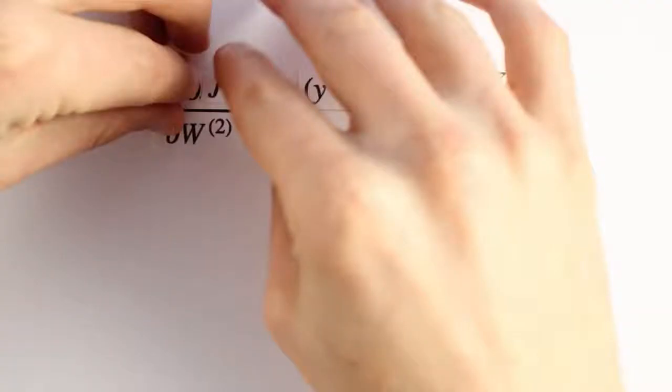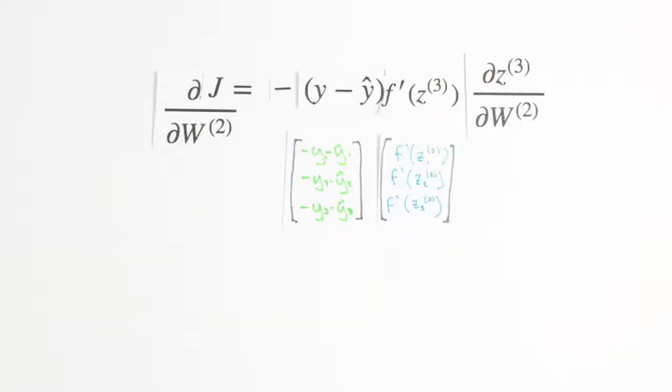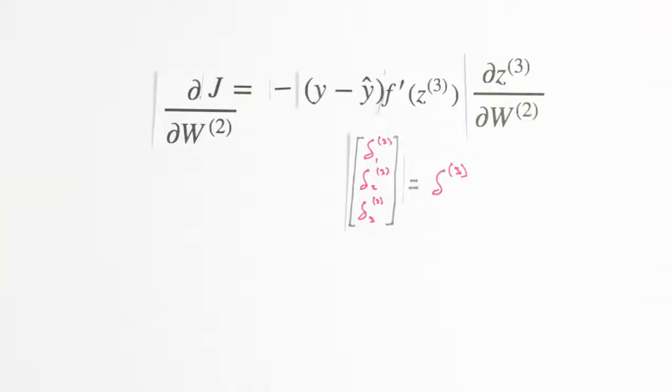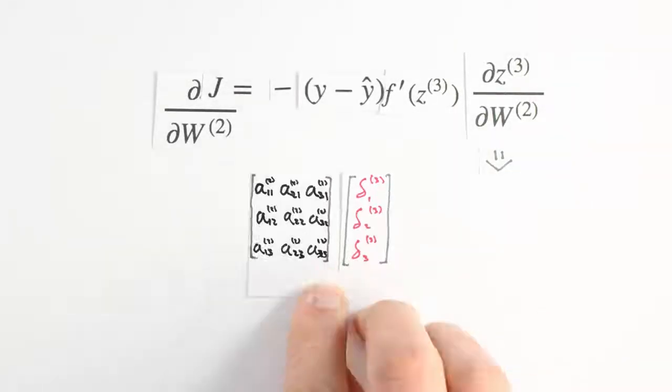The first part of our equation, y minus y hat, is of the same dimension as our output data, 3 by 1. f prime of z3 is of the same size, and our first operation is a scalar multiplication. Our resulting 3 by 1 matrix is referred to as the backpropagating error, delta 3. We determined that dz3/dW2 is equal to the activity of each synapse. Each value in delta 3 needs to be multiplied by each activity. We can achieve this by transposing a2 and matrix multiplying by delta 3.